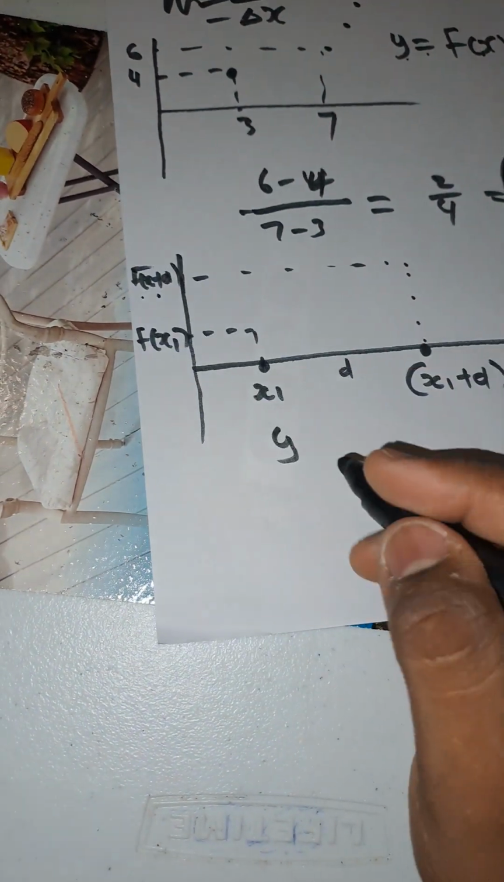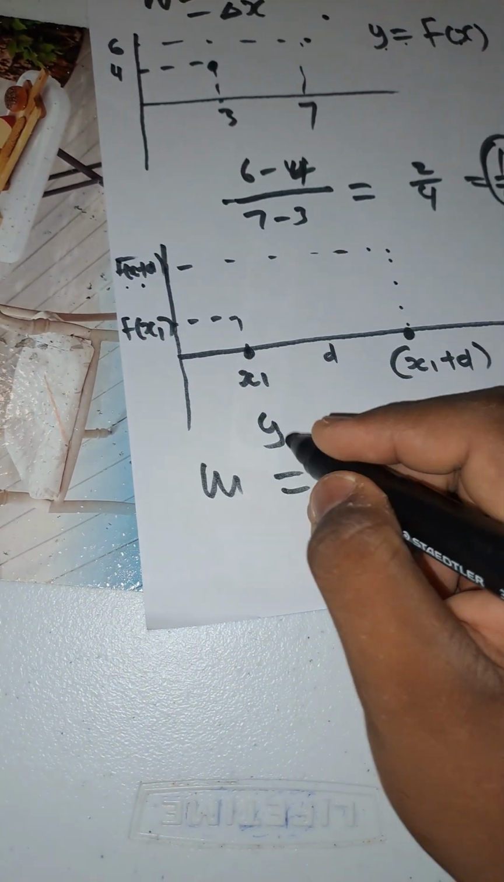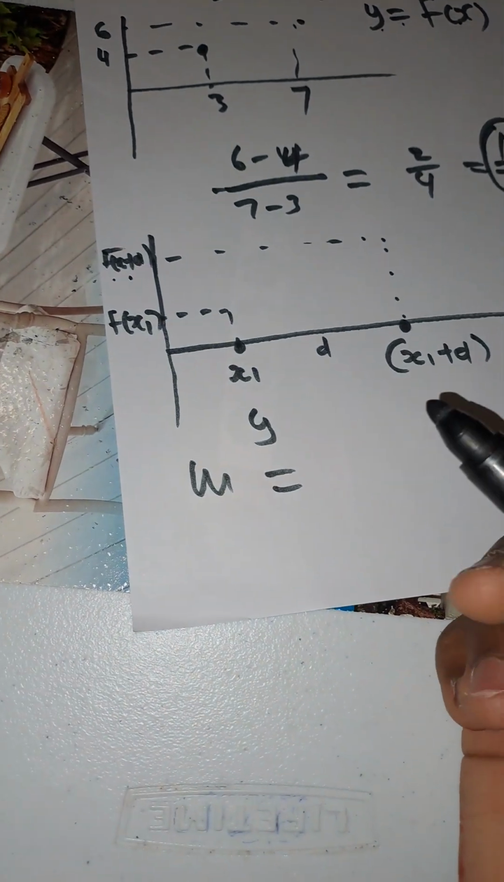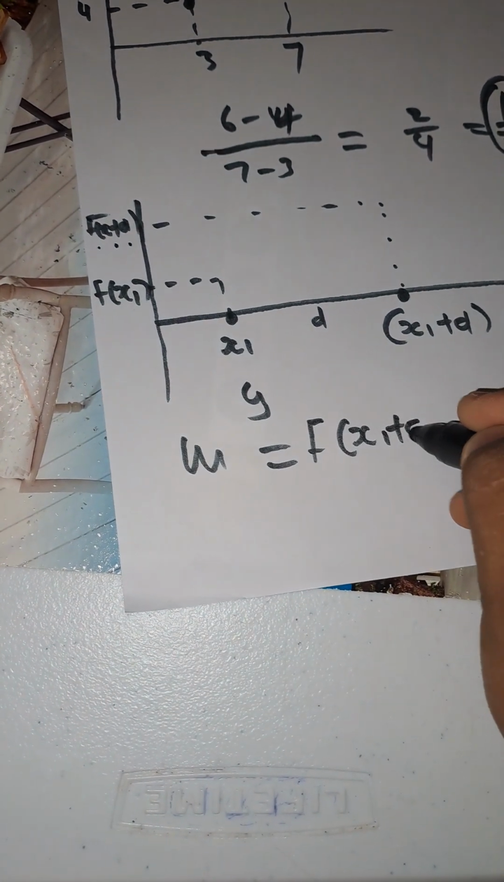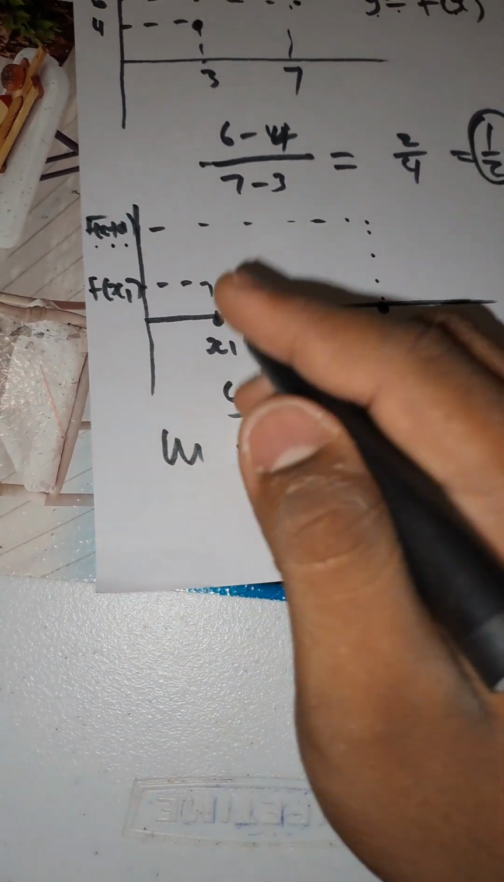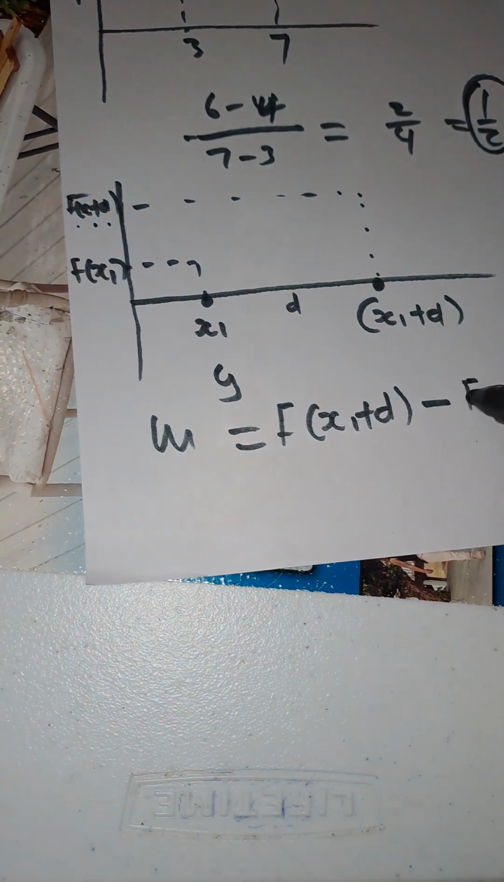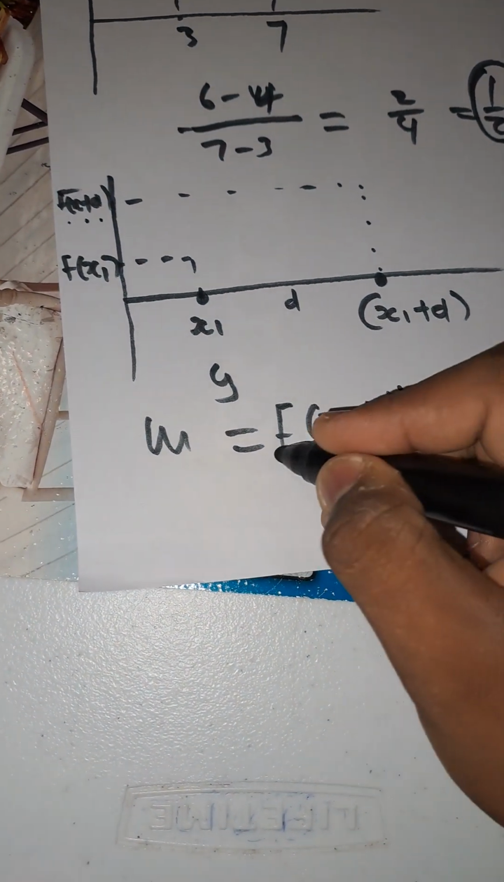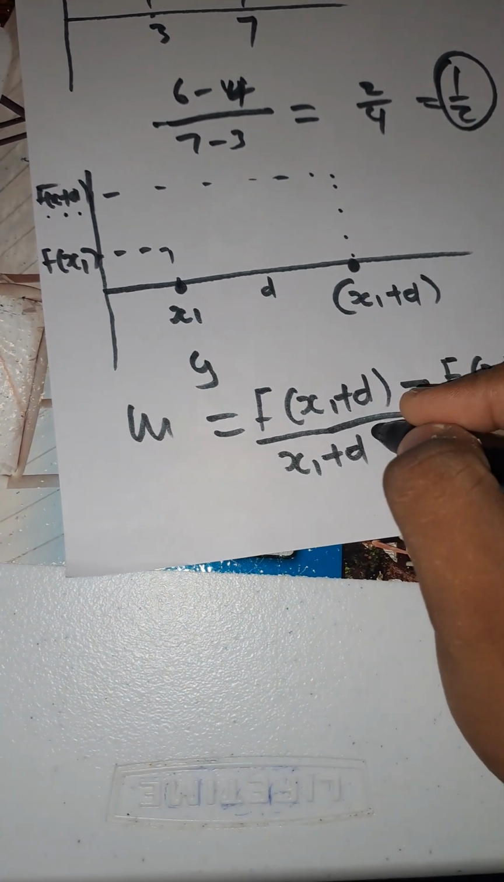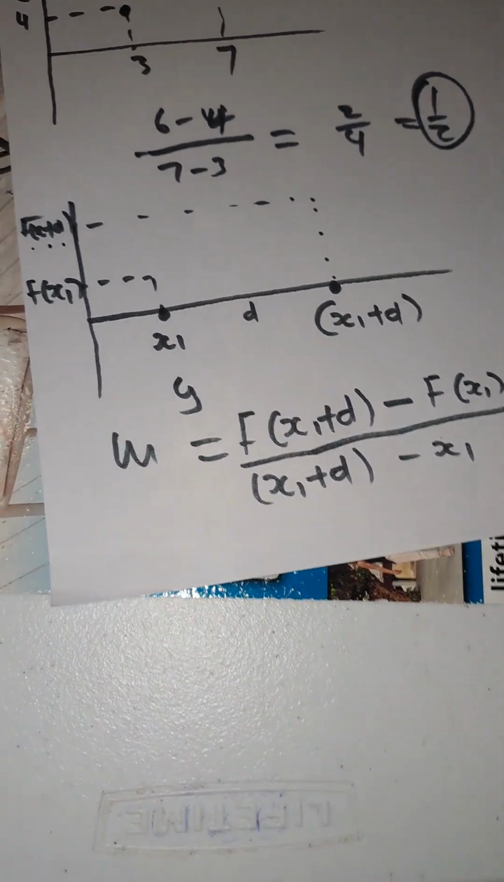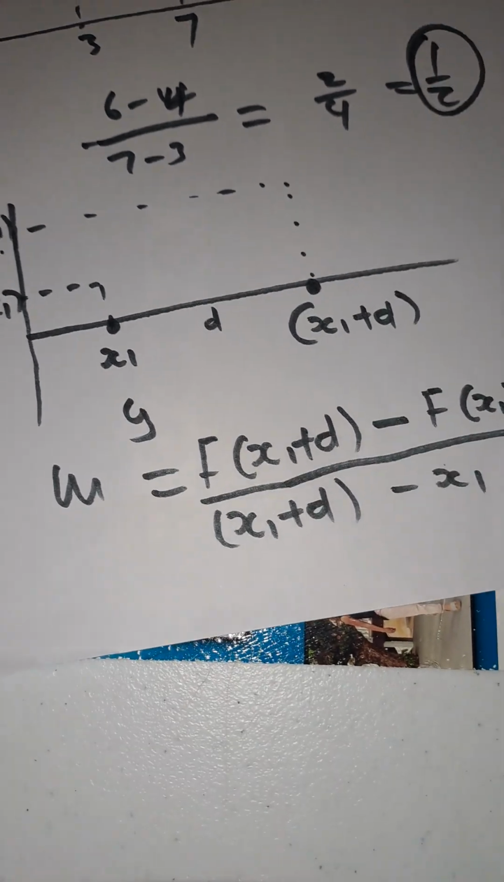So the gradient, you're going to say m is equal to what? y2 minus y1. So what is my y1? y2 is this one. So it's going to be f of x1 plus d minus y1, which is f of x1. So it's going to be over x2 minus x1. So it's going to be x1 plus d and then minus x1. Okay, so let me continue on a new page.